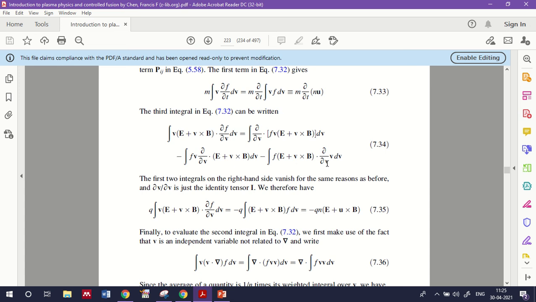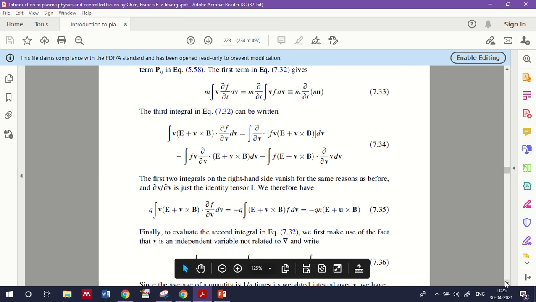Dou v by dou v is an identity tensor, so it is treated as 1. Then the integral f dv will be n. Integral f dv is, as we have stated in the earlier cases, n. So then we can write it as minus q n E plus u cross B, where u is the fluid velocity.